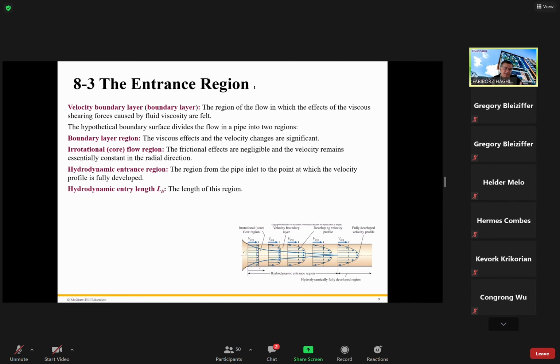There is again the same thing that we had for flow over a flat plate. Now we have it for this scenario. Again, it's a function of the Reynolds number. Hydrodynamically fully developed region: the region beyond this point, where the entrance region ends, the velocity is fully developed and remains constant. Therefore this velocity profile will not change. From here to here, the velocity profile keeps changing, but after here it will not change anymore.